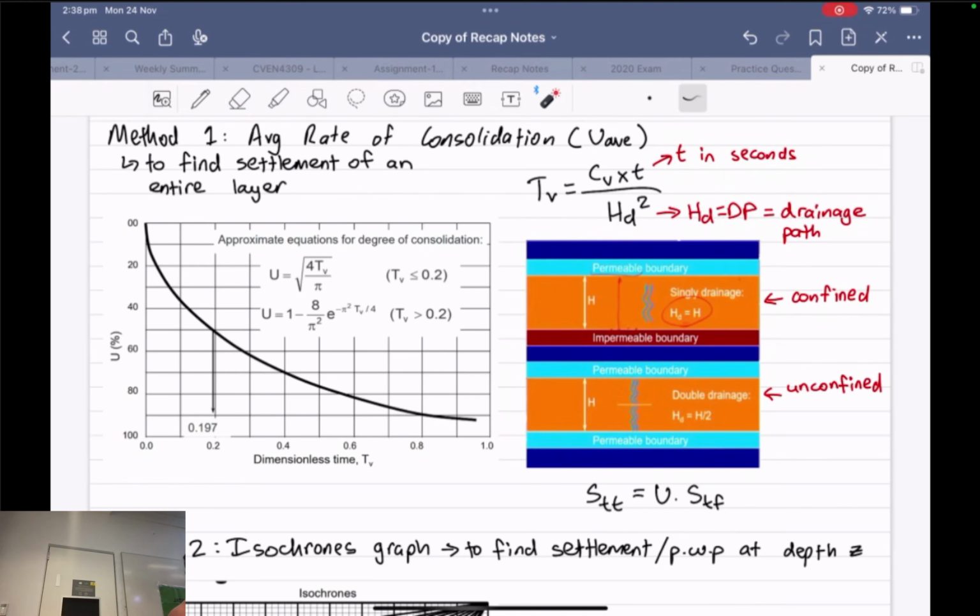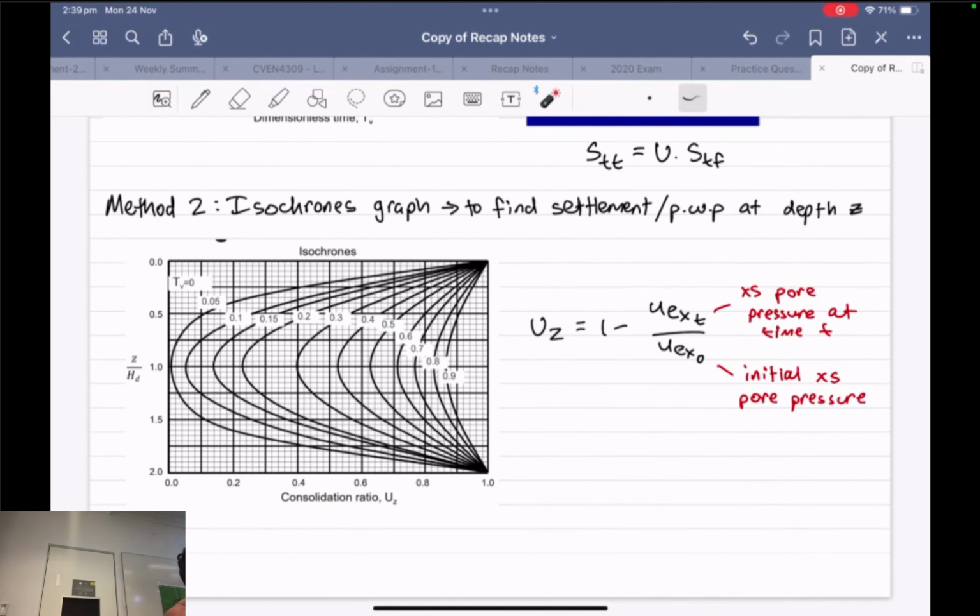But if you have an unconfined layer, which means that both sides are permeable, the longest path for the water to escape the soil is from the middle, because if you start here, that's still a shorter path, right? The longest path is starting from the middle, going either way to escape the soil. And so the drainage path is equal to H on 2, or half of the soil layer thickness. So once you find HD and CV and T, you can find TV. Once you find TV, you can use this graph to find your degree of consolidation. Once you find your degree of consolidation, you can use this relationship to find your settlement at a certain time.